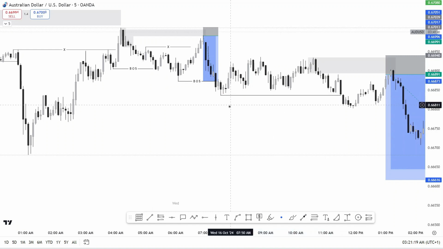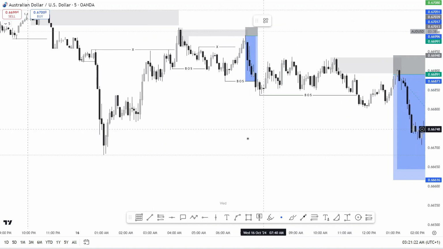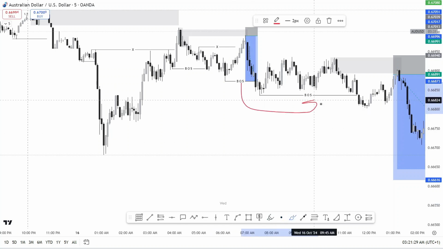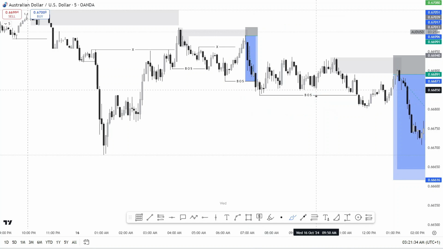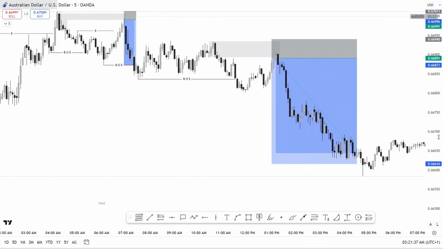So how do we know? Simple. We have a full body break. So there's actually a transfer of break off structure. All right, so this is a transfer from this zone to this zone. So now let's look for our inducement before our order flow.